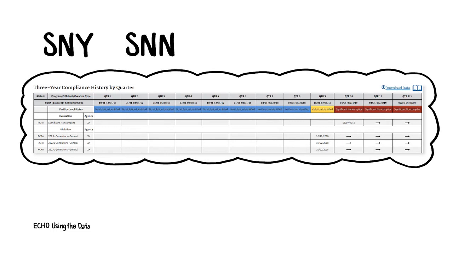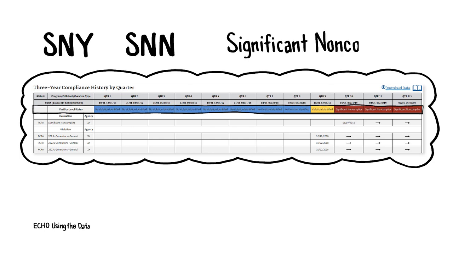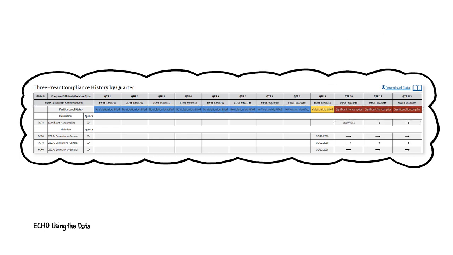ECHO uses the SNY and SNN evaluation start dates to update the facility level status for the appropriate quarters to indicate significant non-complier duration. In any quarter in which the site was a significant non-complier, the facility level status reads significant non-complier and is red. Note that if a violation or significant non-complier status exists at any time during a quarter, then the entire quarter is displayed as in violation. In quarters with both violations and significant non-complier status, the facility status will indicate significant non-complier.